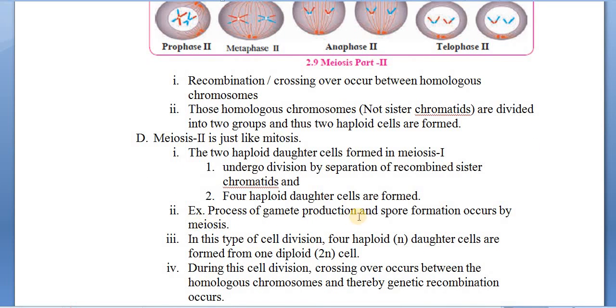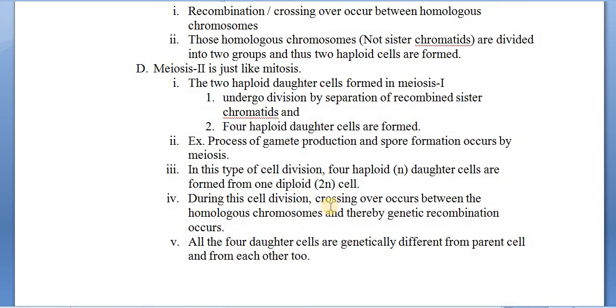For example, the process of gamete formation and spore formation occurs by meiosis. This type of cell division is one in which 4 haploid daughter cells are formed from 1 diploid cell. During this cell division, crossing over occurs between the homologous chromosomes and thereby genetic recombination occurs. All the 4 daughter cells are genetically different from the parent cell and from each other too.